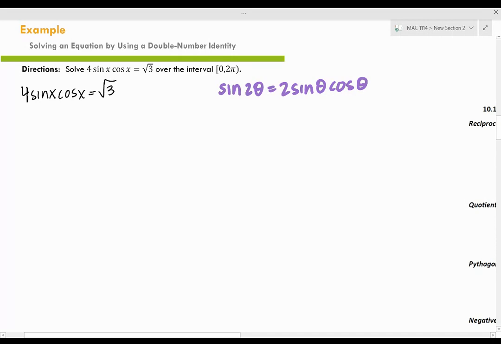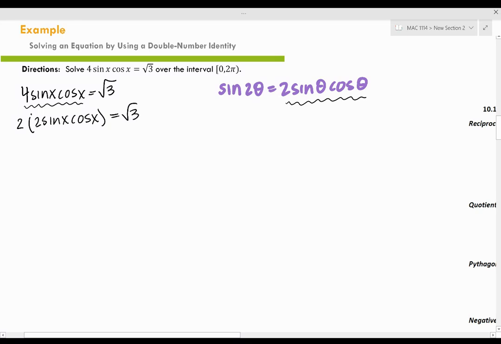Currently in our problem, we have 4 sine x cosine x. Right now, this kind of looks like the identity. The only thing that's different is that there's a 4 coefficient in front of ours, but there's a 2 in the identity. So what we could do is factor out a 2, which would leave behind 2 sine x cosine x equals the square root of 3.